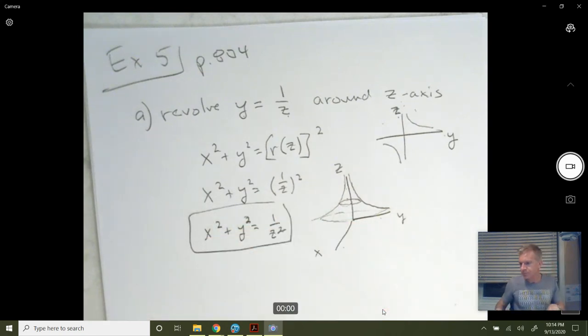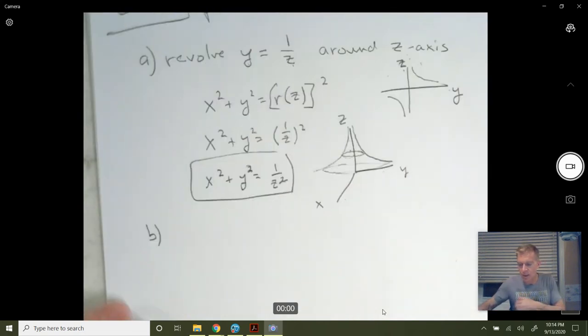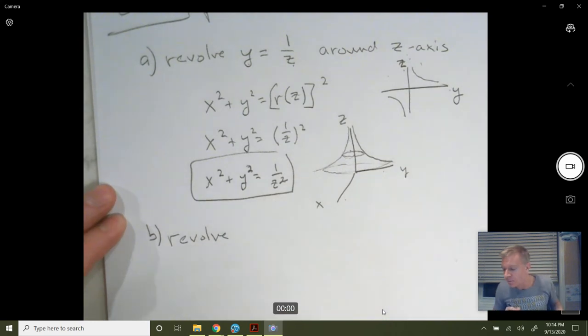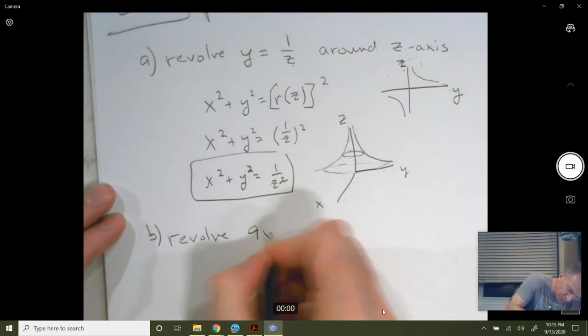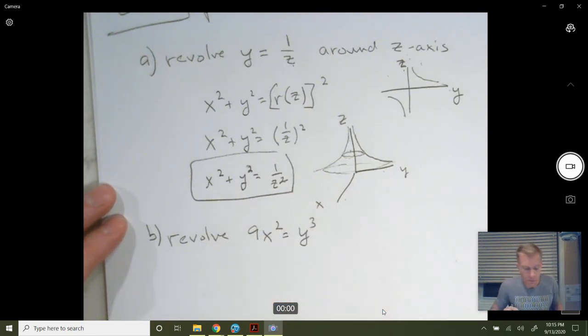Okay. Now let's do one more. Let's do part B. Similar problem. I made it a little bit more complicated. Find an equation for the surface formed by revolving the graph of 9x squared equals y cubed around the y-axis.